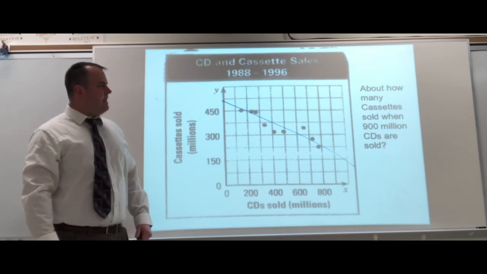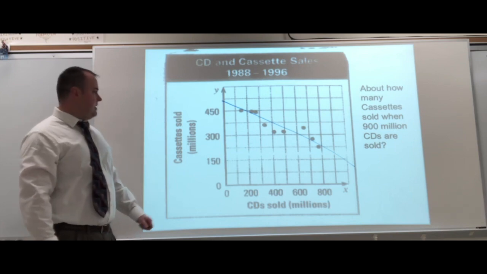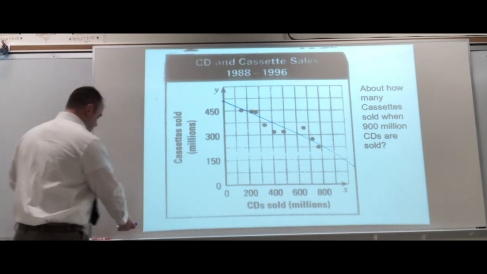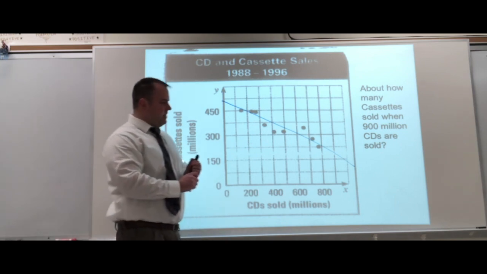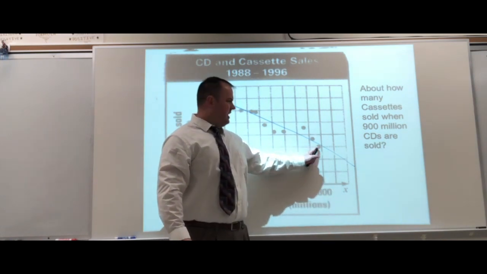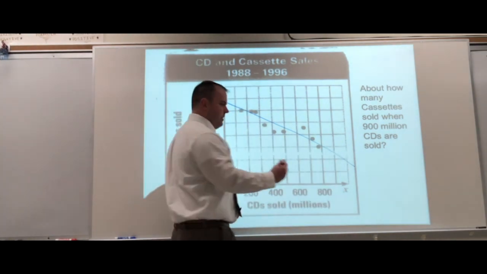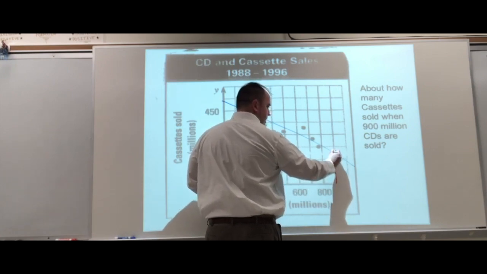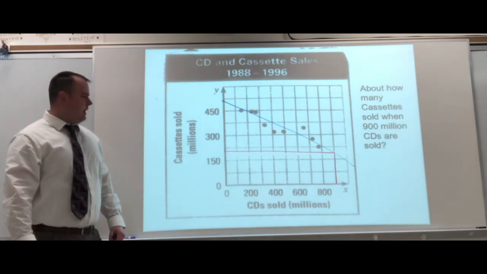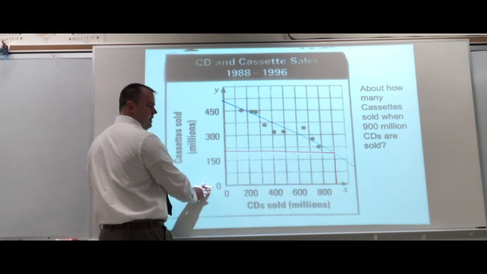The question is about how many cassettes sold when 900 million CDs are sold. The reason I have this problem is to get you thinking about the units. It's in millions. Showing the work for this one, 900 is just outside our last point. We're looking at 900 million CDs right here. It's a little farther out, but that's about as far as I'd want to go. I wouldn't want to go much farther than that. If I'm going up and over, make sure you watch your units on this one. Think about what the scale's counting by. It's not counting by hundreds, 100 millions like it is on the x-axis.